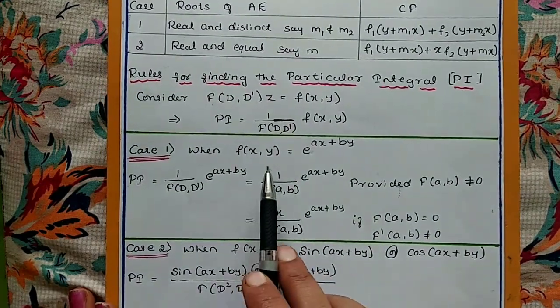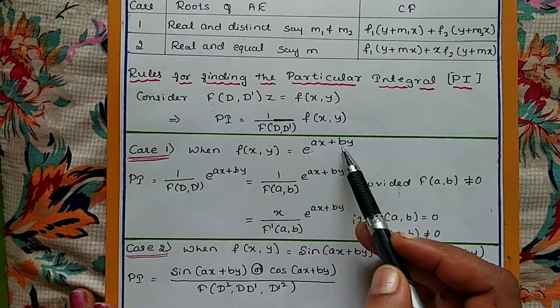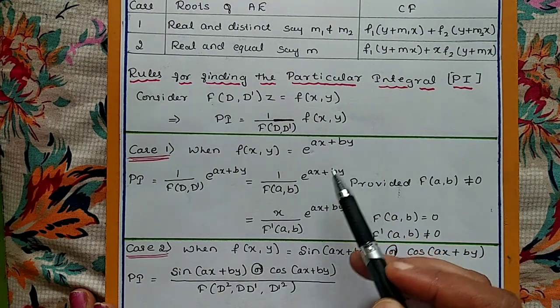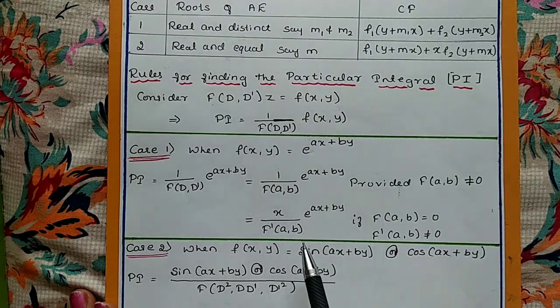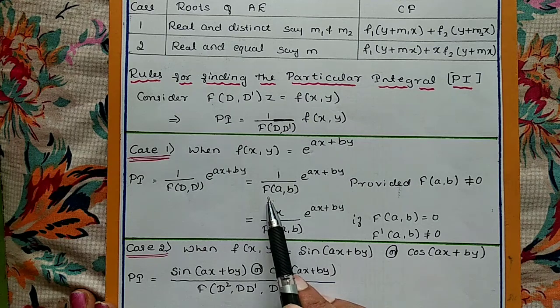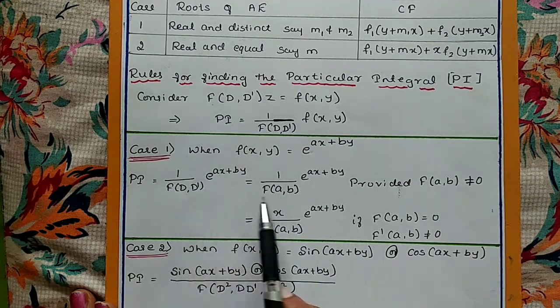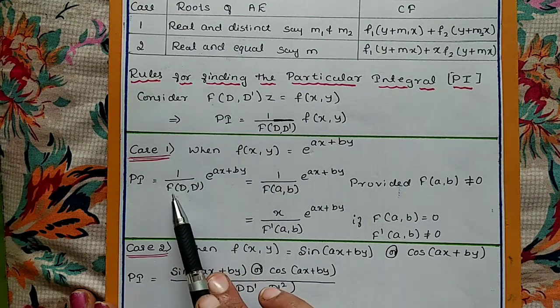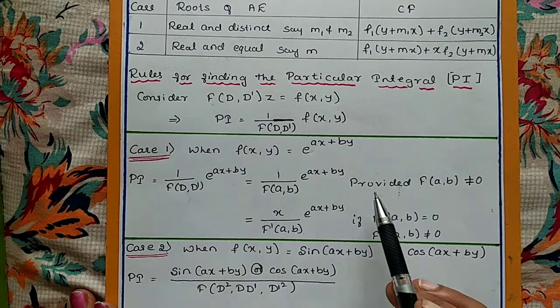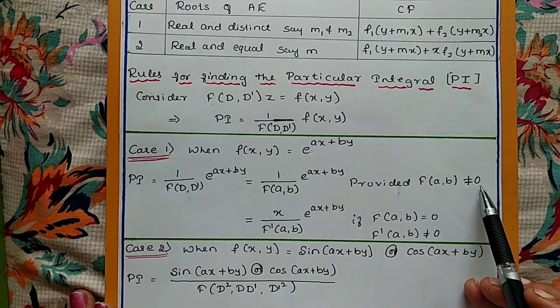First one, when f(x,y) is exponential, that is e^(ax+by), then the particular integral is equal to e^(ax+by) divided by F(a,b). That is, we have to substitute D = a and D' = b in F(D, D'), provided that F(a,b) is not equal to 0.